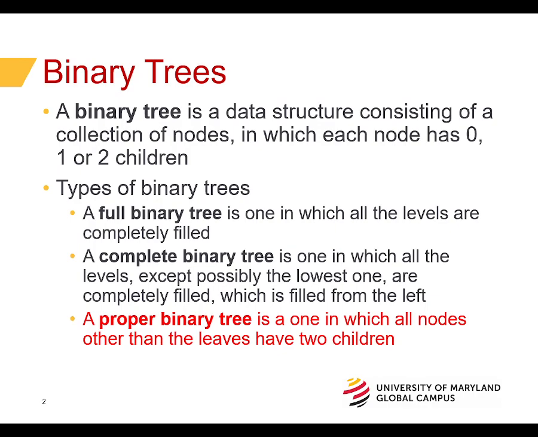A proper binary tree is one in which all nodes, other than the leaves, have 2 children. One important type of proper binary tree is an arithmetic expression tree that we will be discussing shortly.